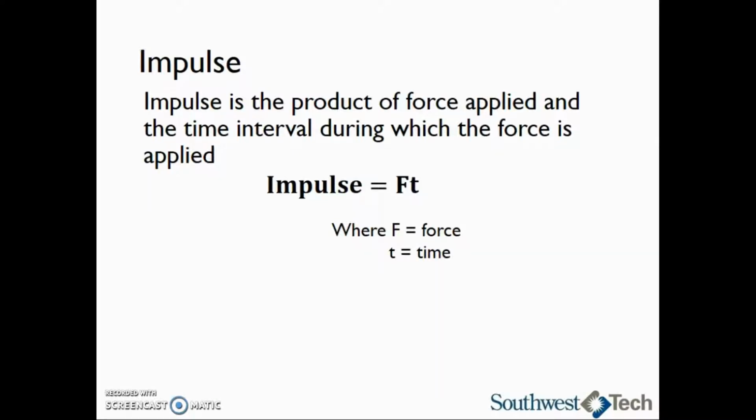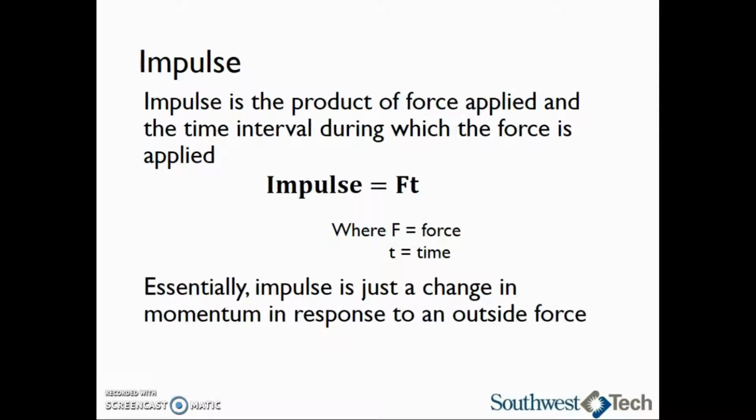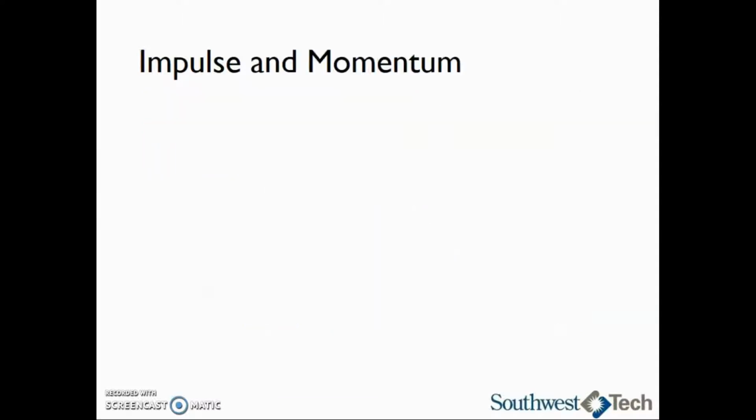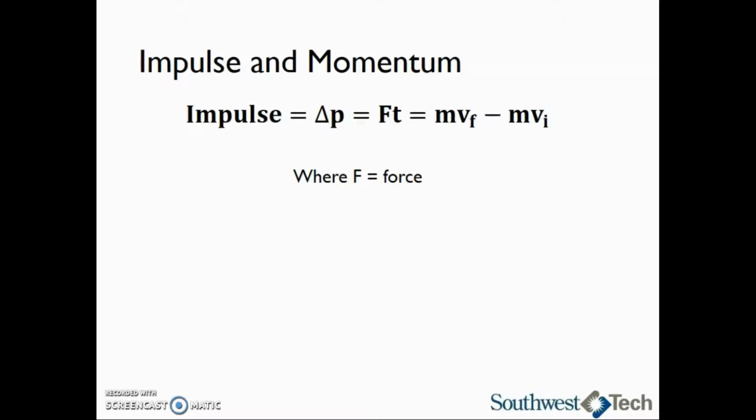Another way to think about impulse is that it is just a change in momentum in response to an outside force. So, to change the momentum of an object, a force must be applied over a given time. Since impulse is just a change in momentum, we can say that impulse equals delta p, which represents the change in momentum. This is also equal to the force times time from the last equation.